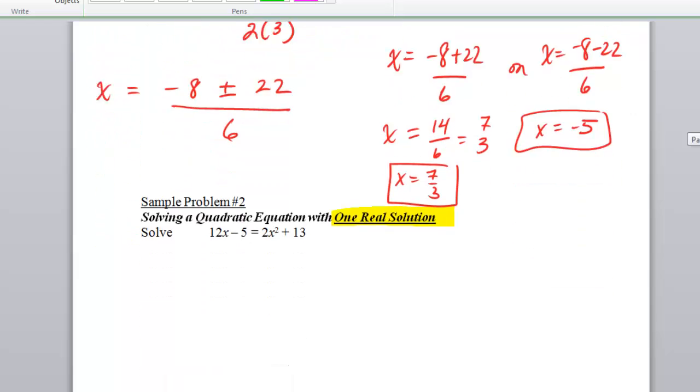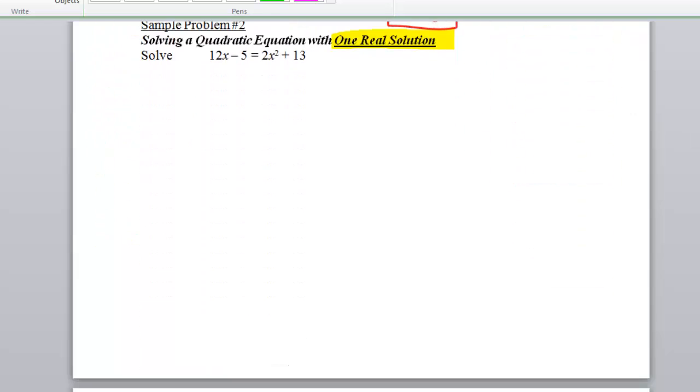Alright, let's look at sample 2. Again, we have kind of a crazy equation that's been given to us. The first thing we really need to do is to get it set equal to 0. What I'm going to choose to do this time is move everything from the left over to the right, since I already have my 2x squared over there. When I do that, I get 0 equals 2x squared. And make sure you write this in standard form. Minus 12x plus 18. It doesn't matter if the equals 0 is on the left or the right, as long as you got it in standard form equaling 0.